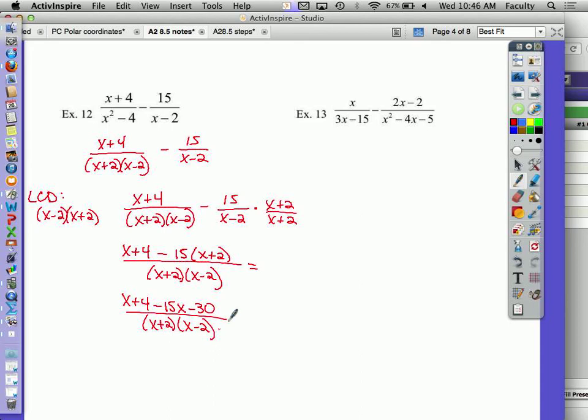And then I'm going to combine my like terms. I get negative 14x minus 26. You should notice at this point that the numerator has a GCF, doesn't it? So I should attempt to factor it. The first term's negative, so I'm going to pull out a negative 2, and I get 7x plus 13. Unfortunately nothing cancels. But if that numerator factors, and we're going to see that here in a little bit, we can do some canceling.